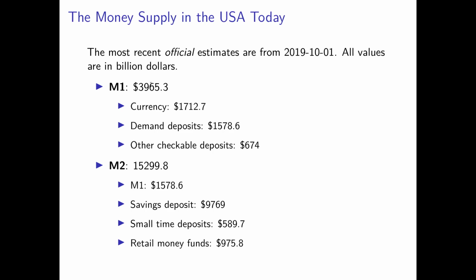Okay, so for M1 we have, and all these values are in billions of dollars, M1 is $3,965 billion, and the component currency $1,712, demand deposits $1,578, other checkable deposits 674. So of course the other checkable deposits are way less, but I find it actually very interesting.